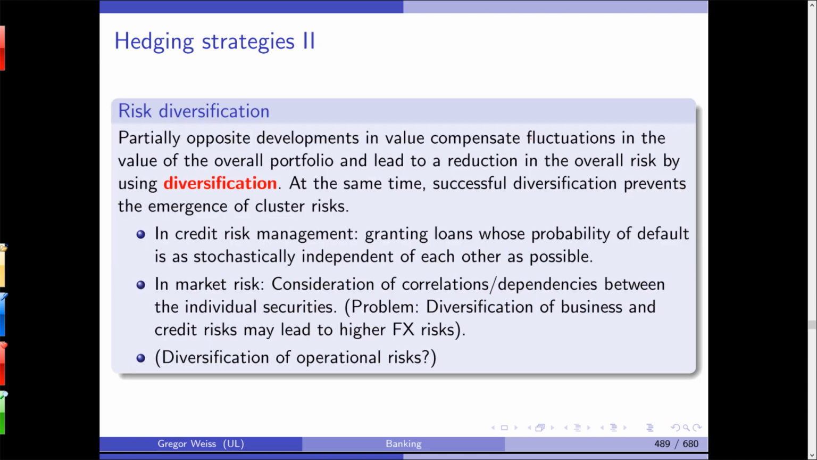So risk avoidance, risk diversification: in credit risk management, granting loans whose probability of default is statistically as independent as possible; in market risk, consider correlations and dependencies between individual securities. Diversification of operational risk, that's a tricky question. You'll probably not be able to diversify op risk. How could you diversify the risk that the projector falls down on your head and that the building burns down? Usually operational risks are not really correlated, and then it's difficult.